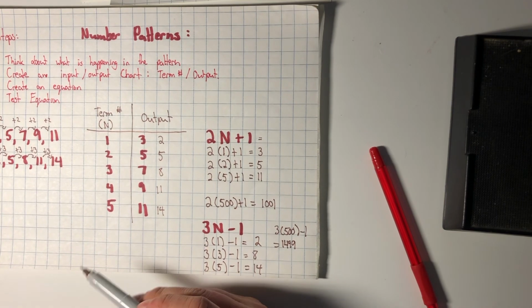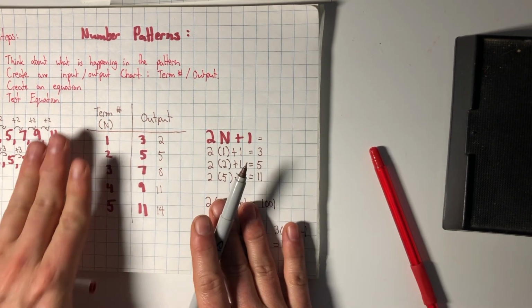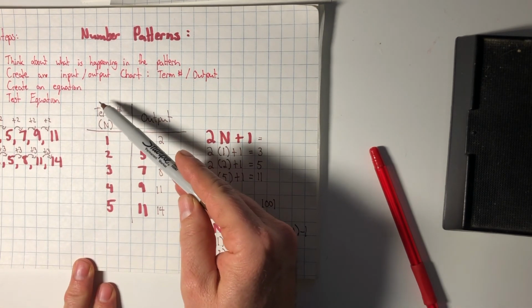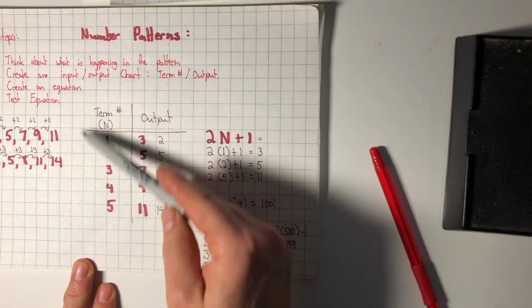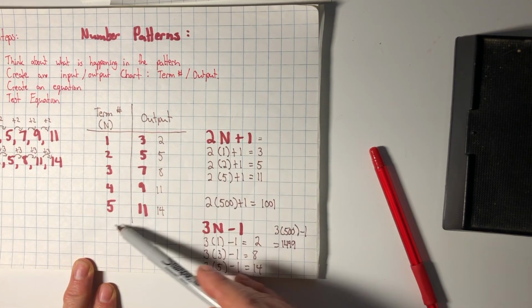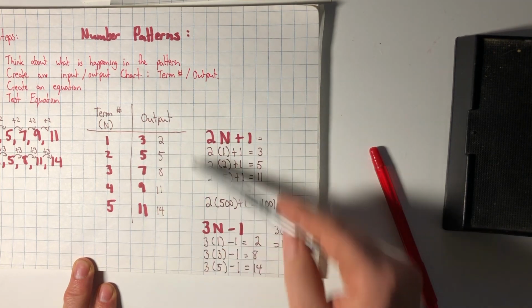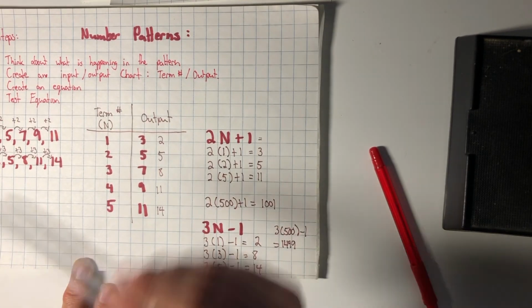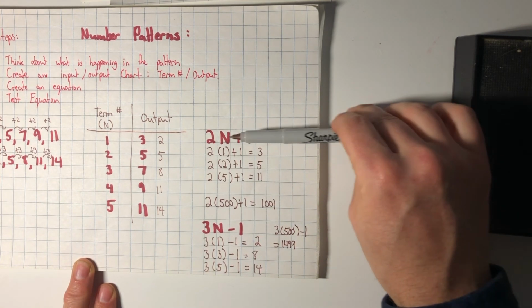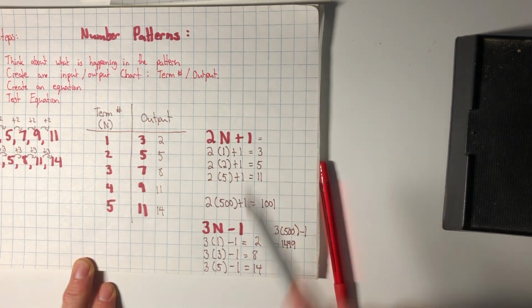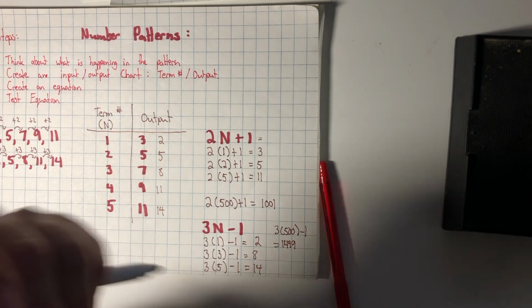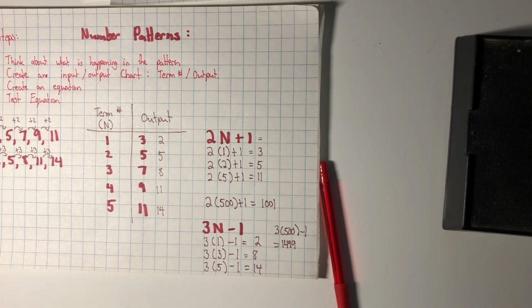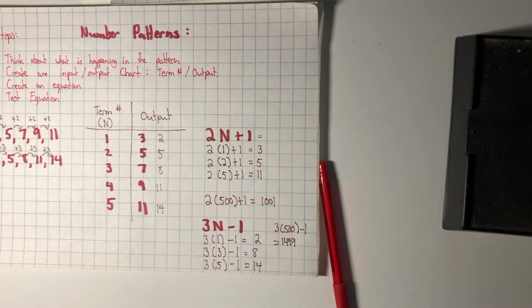Okay, so that's how you create an equation out of a number pattern. Hopefully you understand that when we're creating an equation, we're using the term number as our input. Our output is whatever the answer is when we input that term number. So when we're creating equations, we're using the term number as our variable. So hopefully that helps you out. Let's see if you can create your own equations for number patterns.